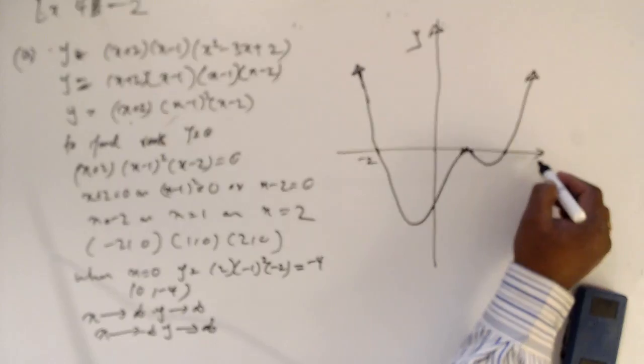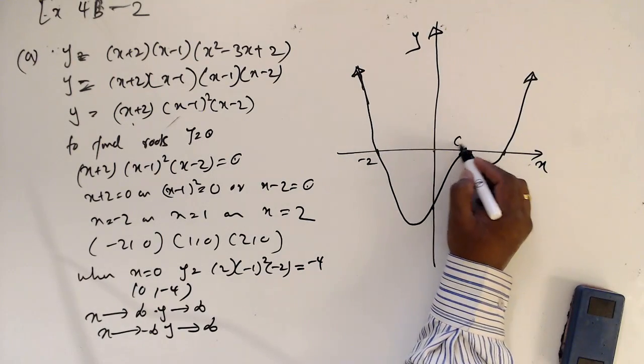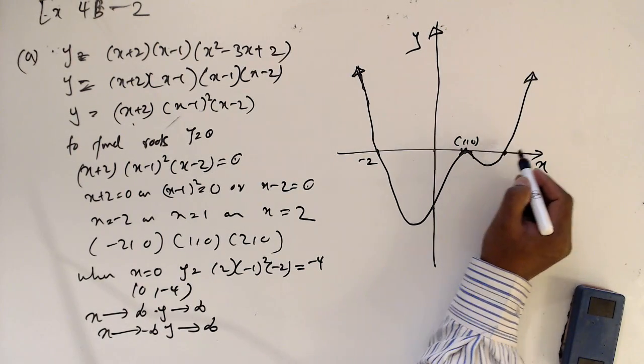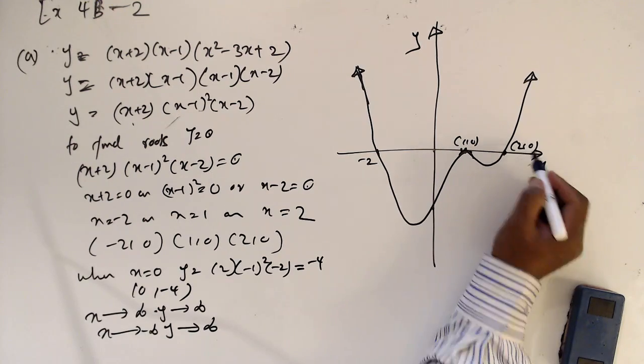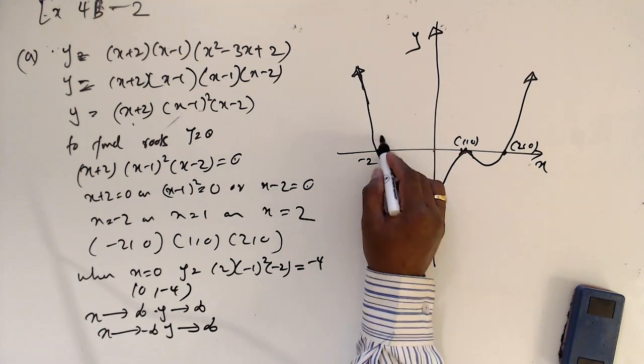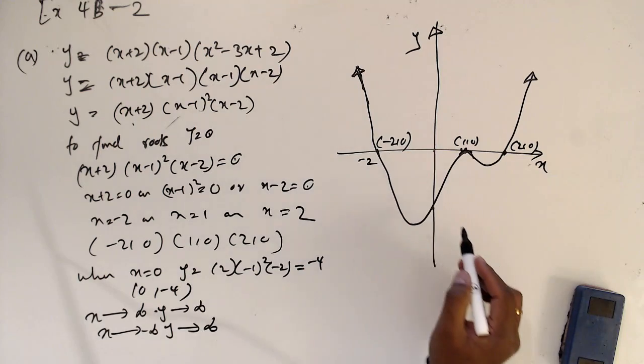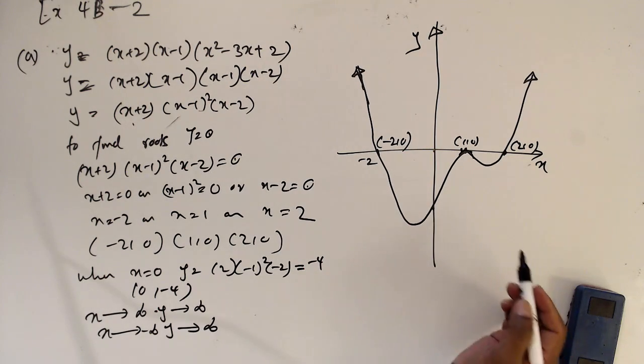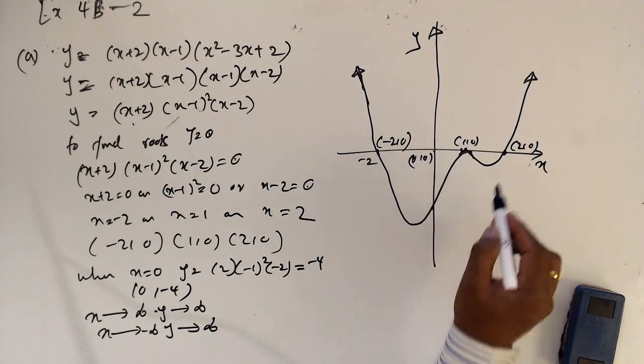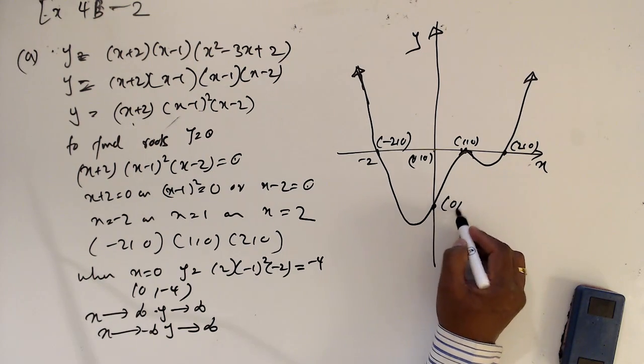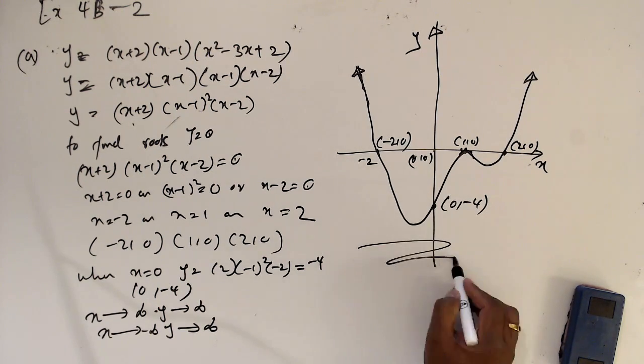Y, x, this is (1, 0), this is (2, 0), and this is (-2, 0). This is (0, 0), and at this point we have to mark (0, -4). Sketch is done.